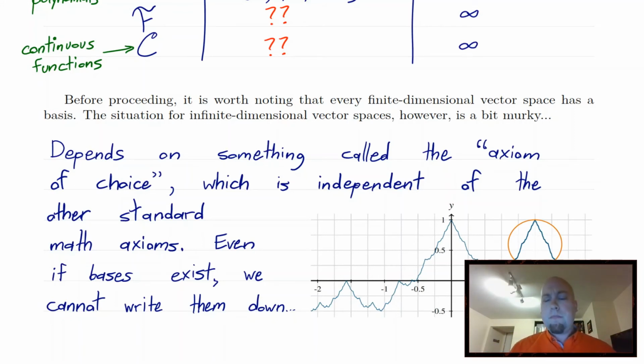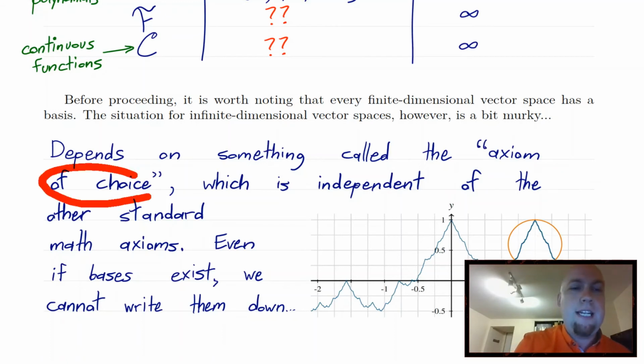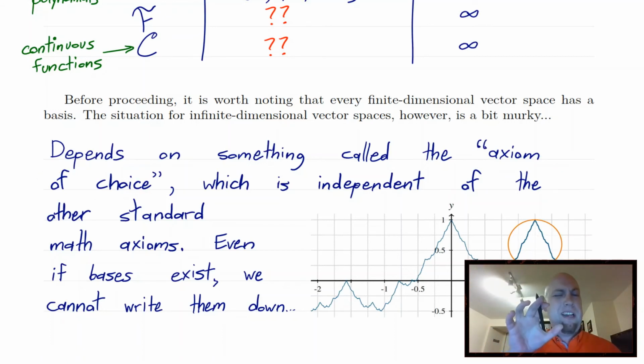Okay, so the upshot of this is that even if you accept the axiom of choice, which most mathematicians do nowadays, by the way, most mathematicians say, yeah, axiom of choice, fine and dandy, I like it, you still can't actually write down the bases for these vector spaces, okay?